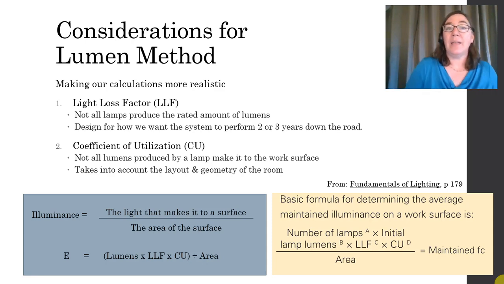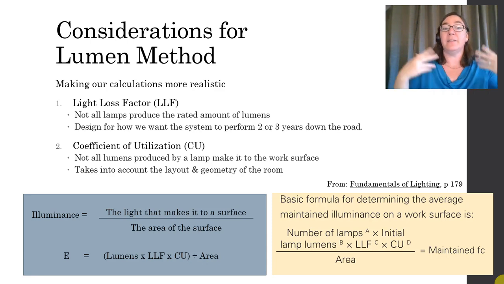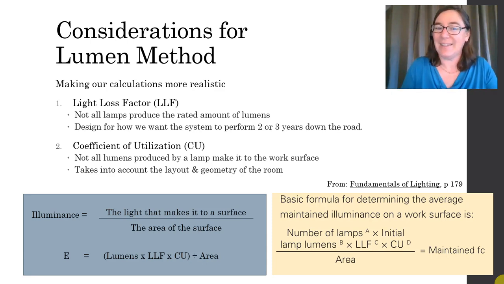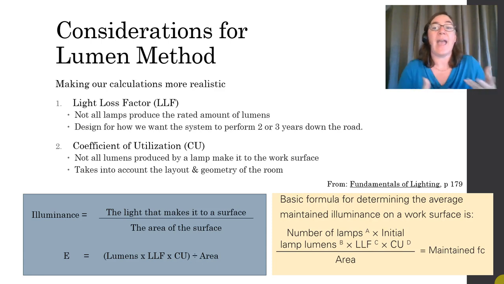So, as we've defined illuminance as the light that actually makes it to a surface divided by the area of the surface, E equals the lumens times the light loss factor times the coefficient of utilization, all divided by the area. And you'll see this in your textbook on page 179 right here. It's the basic formula for determining the average illuminance on a work surface.